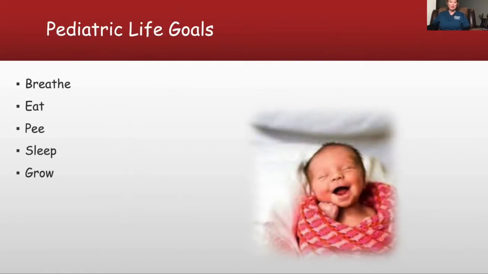In simpler terms, in a pediatric patient, they have very few goals in life. They need to breathe easily. They need to eat and eat well. They need to pee, have good urine output, and they need to rest and sleep well, which all allows them to grow.